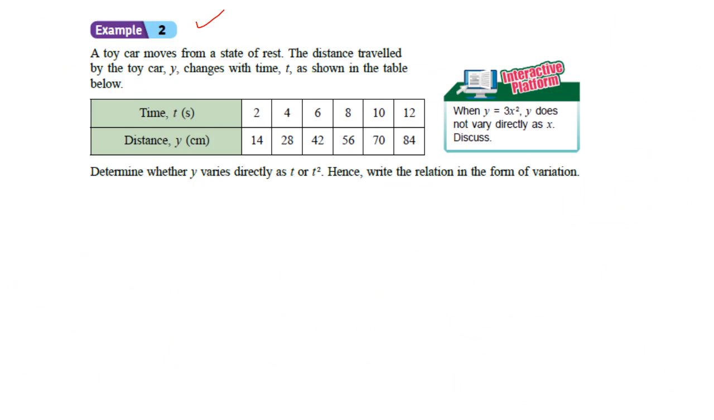Example 2: a toy car moves from a state of rest. The distance traveled by the toy car, y, changes with time, t. You can see here the time and the distance are changing, and you are asked to determine whether y varies directly as t or as t square. Which one? So how do you determine whether y varies directly as t or t square?